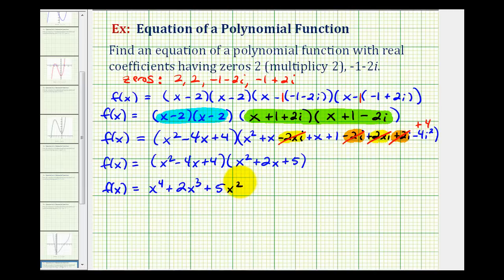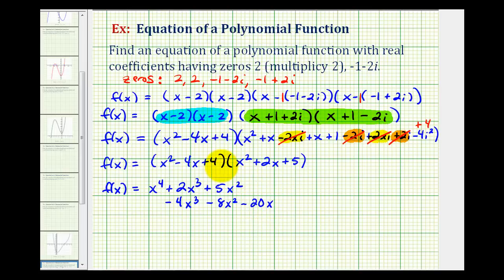Now we'll distribute the negative 4 into the second trinomial. So negative 4x times x squared is minus 4x cubed. I'm going to go ahead and write this under the x cubed term. This will make combining like terms much easier. Negative 4x times positive 2x, that's minus 8x squared, which I'll put under the x squared term. Then we have negative 4x times 5, that's minus 20x.